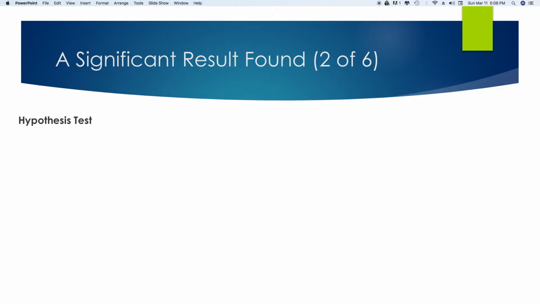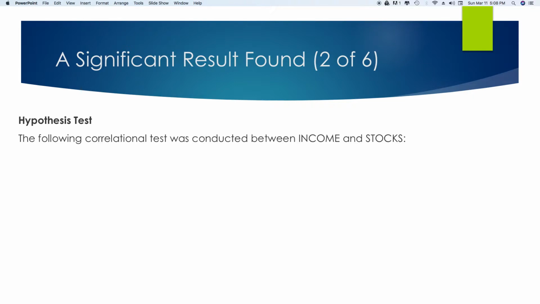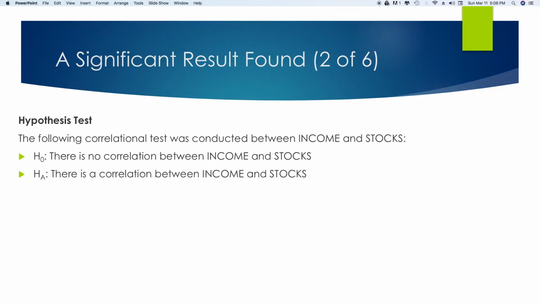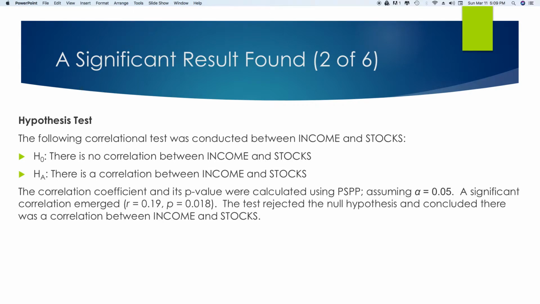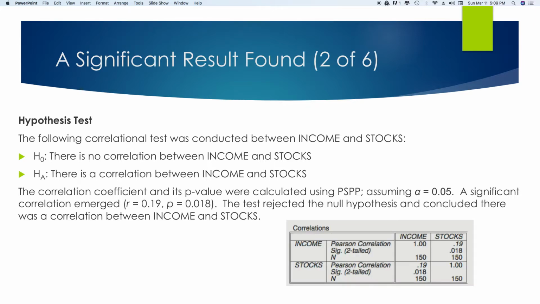The next significant result we found was in the correlation between income and stocks. Just like the previous example, the null hypothesis is there is no correlation between income and stocks. The alternative is the exact opposite, that there is a correlation between income and stocks. Again, the correlation coefficient and its p-value were calculated using PSPP. Same assumption, and we see that a significant correlation emerged, where r equals 0.19 and p equals 0.018. So the test rejects the null hypothesis and concludes that there is a correlation between income and stocks.